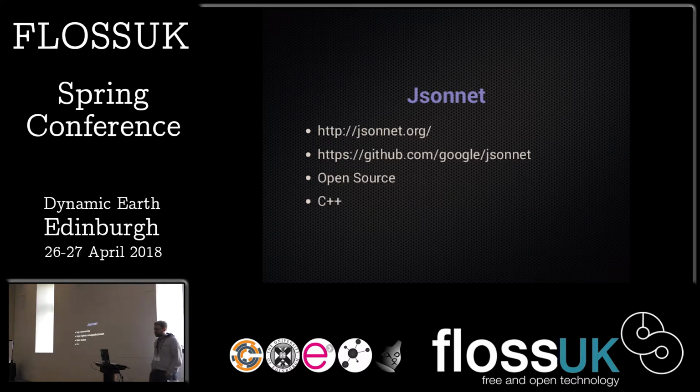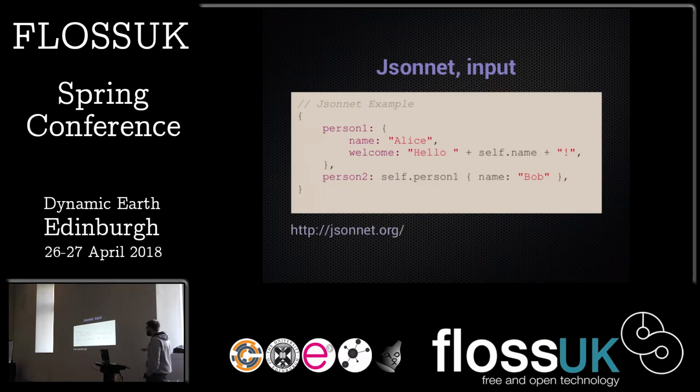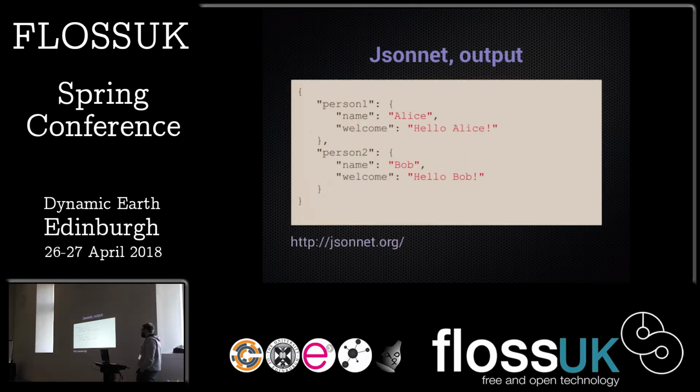Jsonnet is open source, it's from Google, it's written in C++. There is a Golang implementation that is feature compatible with the C++ implementation, so you can use the one you want. So that's what it looks like. You have an input: person1 with name Alice, and welcome is "Hello" plus self.name. Then you have a second person, which is person1 but the name now is Bob. And the output is hello Alice and hello Bob, because it's kind of a functional language.